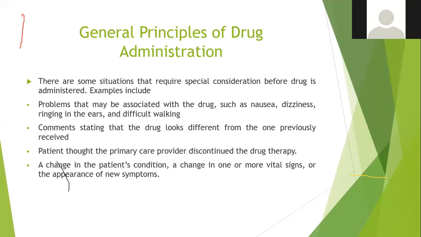Another case where you have to take special precaution is when there is a change in patient condition. For example, when there are changes in the vital signs, when the blood pressure suddenly reduces and you want to administer an antihypertensive, you have to take special precaution. You have to inform the primary care providers before you administer those drugs.